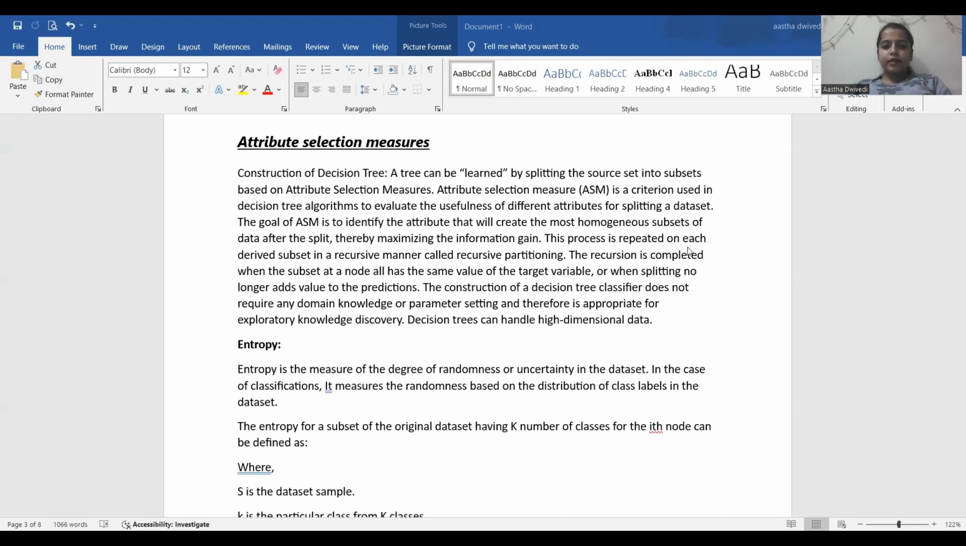This process is repeated on each derived subset in a recursive manner called recursive partitioning. The recursion is completed when the subset at the node all has the same value of the target variable, or when splitting no longer adds value to the prediction. The construction of a decision tree classifier does not require any domain knowledge or parameter setting and is therefore appropriate for exploratory knowledge discovery. Decision trees can handle high dimensional data.